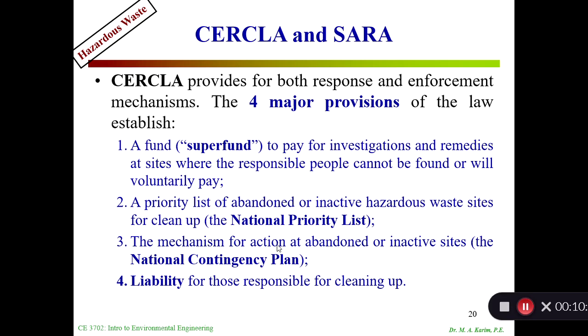The four major provisions of the law establish a fund, the Superfund, to pay for investigations and remedies at sites where the responsible people cannot be found or will not voluntarily pay. A priority list of abandoned or inactive hazardous waste sites for cleanup, which we call the NPL, National Priority List. The mechanism for action at abandoned or inactive sites, the National Contingency Plan. And the last one is liability for those responsible for cleanup.